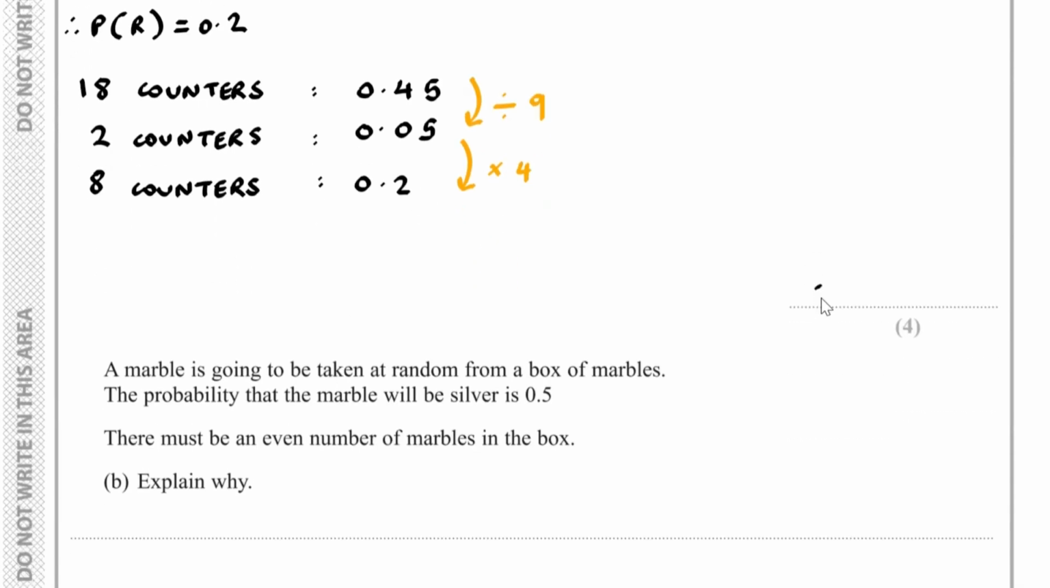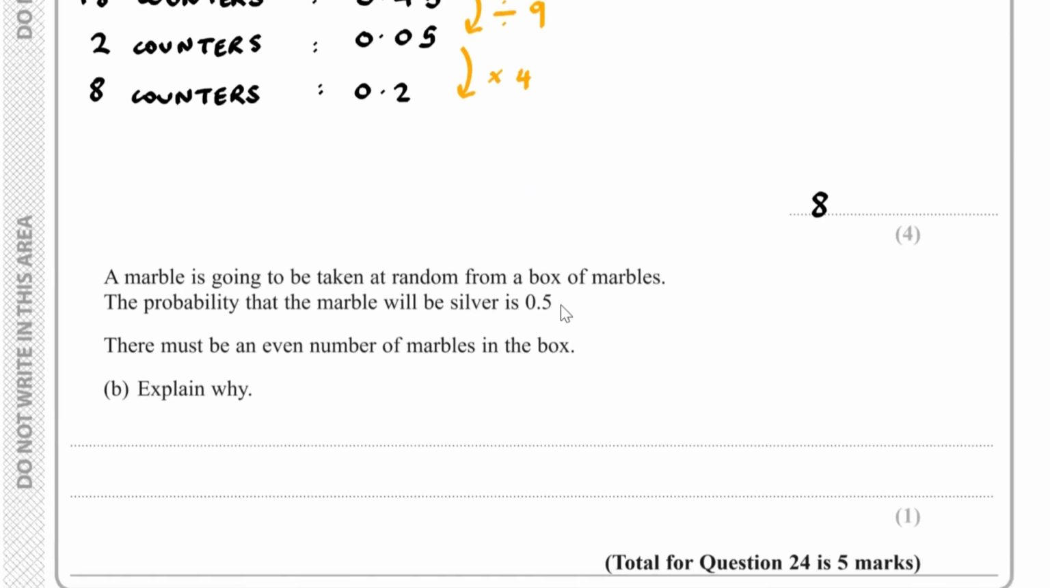So we have 8 counters. Then for the next part of the question, a marble is going to be taken at random from a box of marbles. The probability that the marble will be silver is 0.5. There must be an even number of marbles in the box. Explain why.